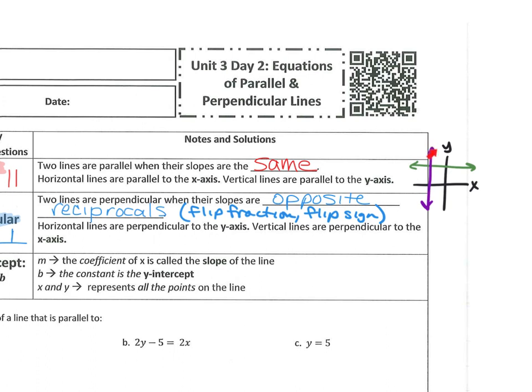The y-axis. If I switch my question and I say the green line is perpendicular to which axis, which one is it perpendicular to? Why? Because it crosses it at a right angle. What is perpendicular to this vertical line? The x-axis. Very good, because it meets at a right angle.